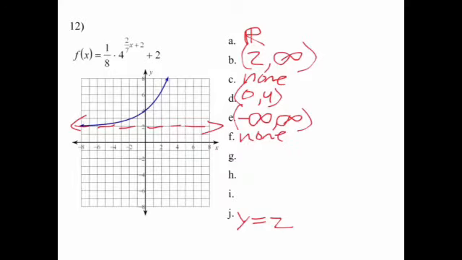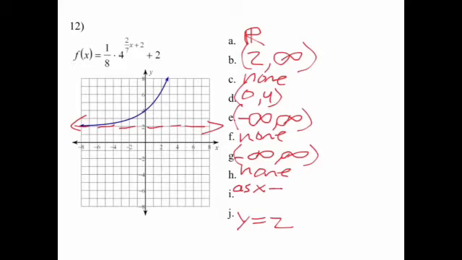G is trying to figure out where is it increasing, travel from left to right. And where is it going up? Well, it's going up everywhere. So from negative infinity to infinity, my function is going up. And then if it's going up everywhere, it's not going down anywhere. So this one doesn't have an interval where it's decreasing. And that brings us to our end behavior.